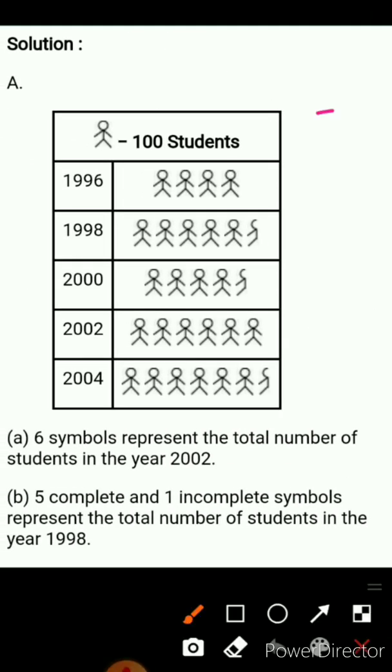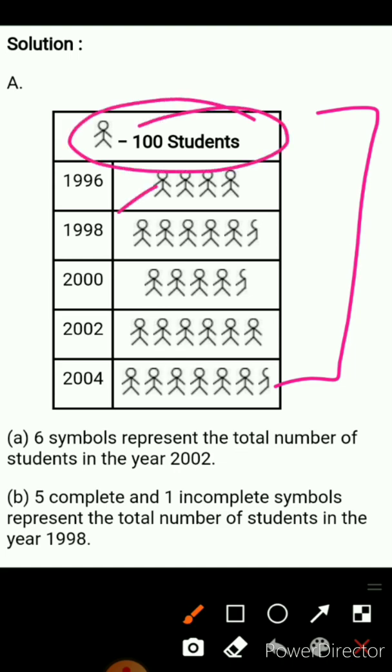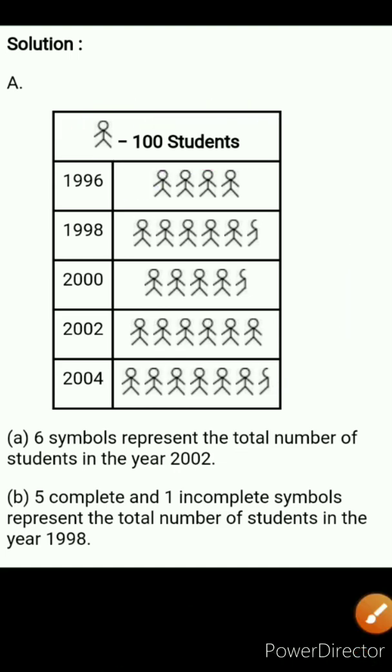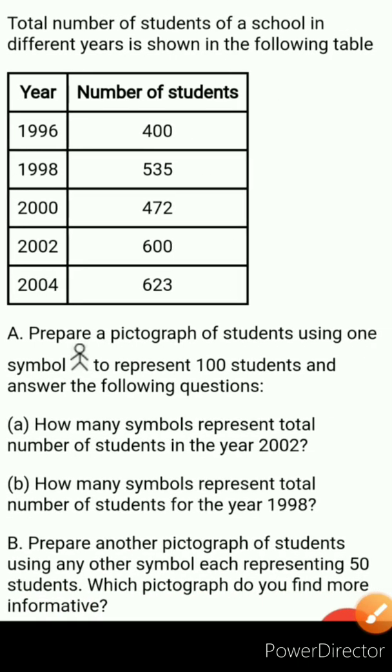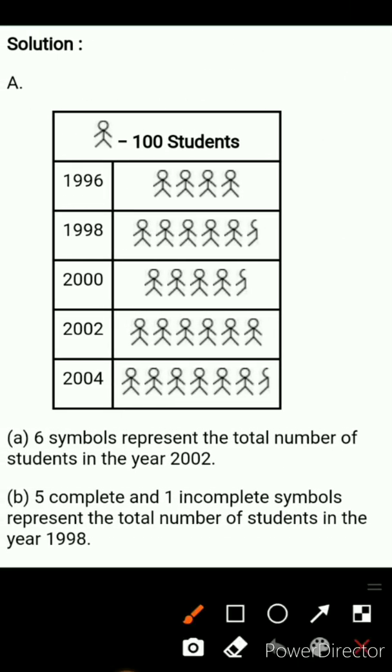So that is the pictograph. Here one symbol represented 100 students. Pause the video and do it in your notebook. In 1996 the number of students is 400, so we will draw here 4 symbols.